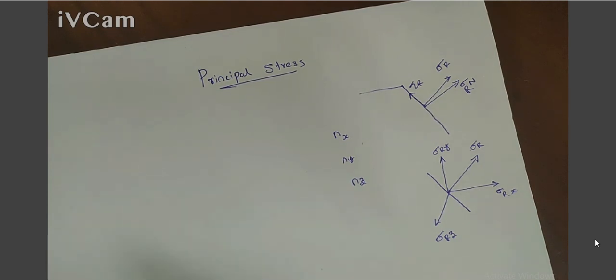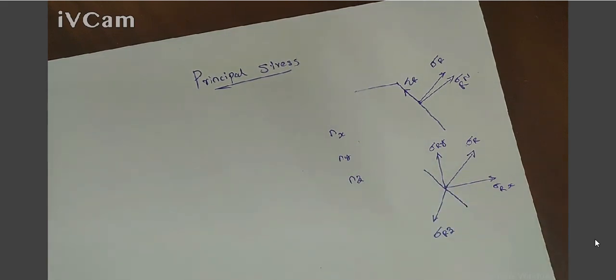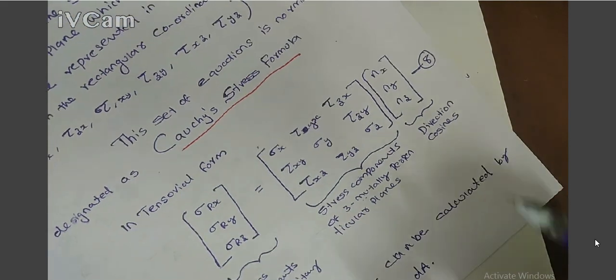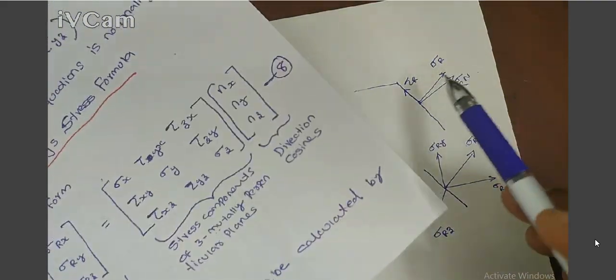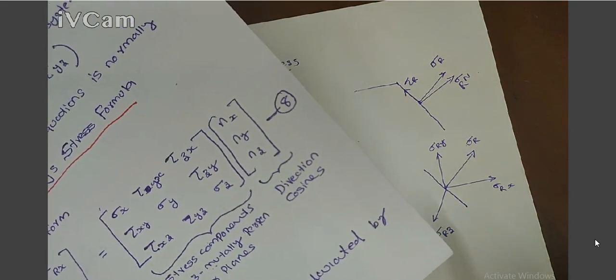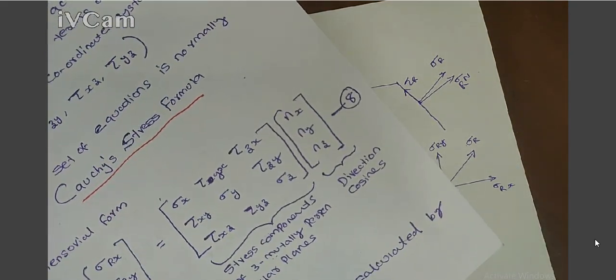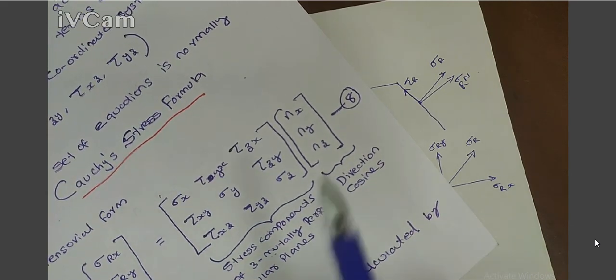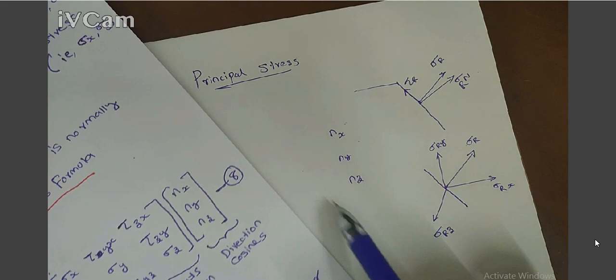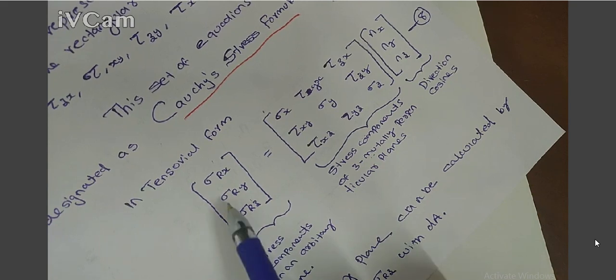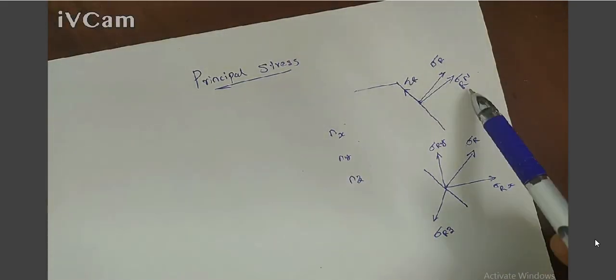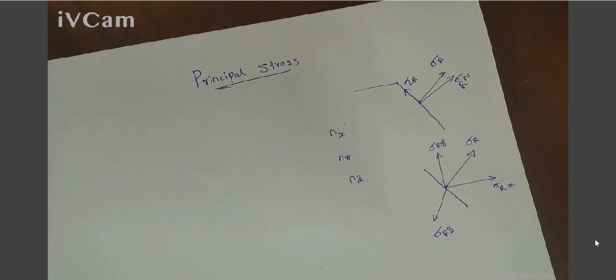For another plane, the values of nx, ny, nz will change. So by varying nx, ny, nz, we can calculate the resultant stress vector, as well as the normal and tangential stress on any plane. There are an infinite number of planes. Using these three direction cosines, we can calculate the resolved components, and thereby the resultant stress, as well as the normal and shear stress. Okay, so that is the application of Cauchy's formula.